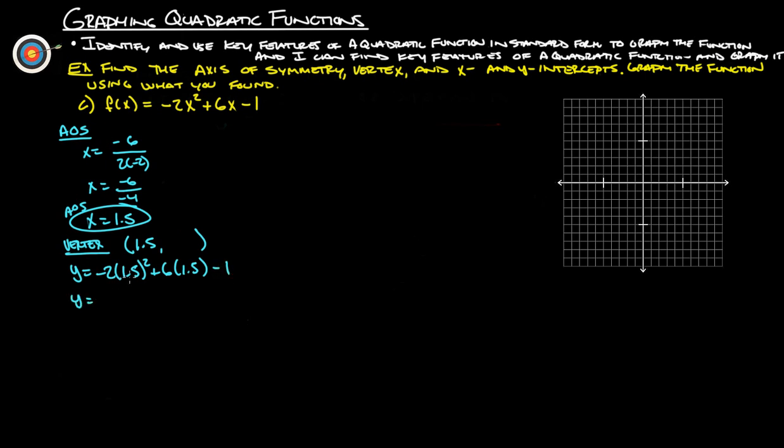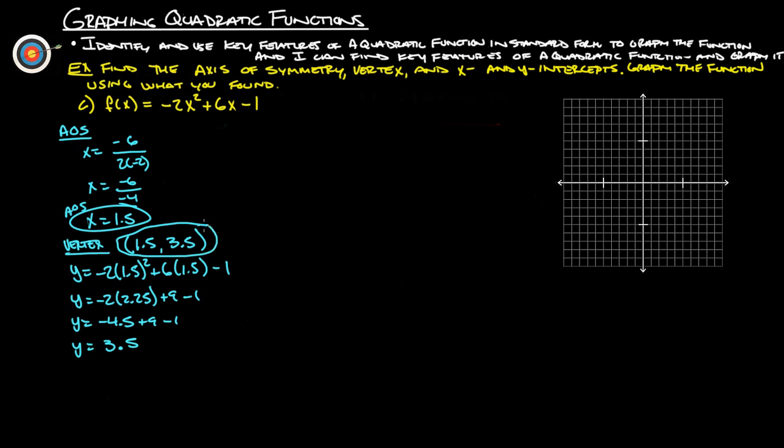Okay, so in this case, 1.5 squared gives us 2.25. 6 times 1.5 gives us 9. That gives us negative 2 times 2.25 is going to be negative 4.5 plus 9 minus 1 is going to give us 3.5. Right? 9 minus 1 is 8 minus 4.5 is 3.5. So that means our vertex is 1.5 and 3.5.